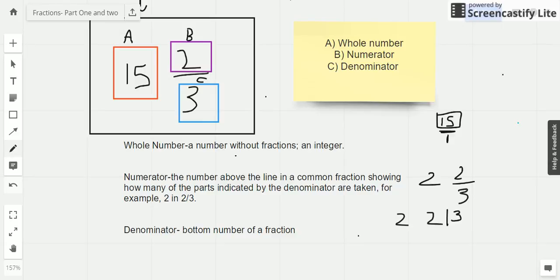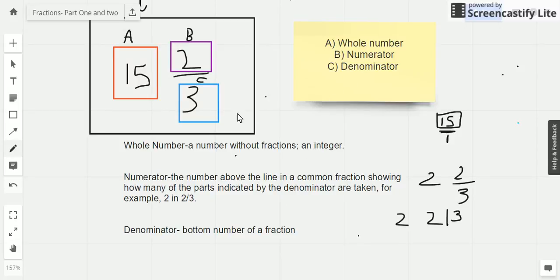So now we're going to look at what a denominator might be. A denominator is just like the numerator, but instead of the top number, it's the bottom number. So it's the bottom number of a fraction.